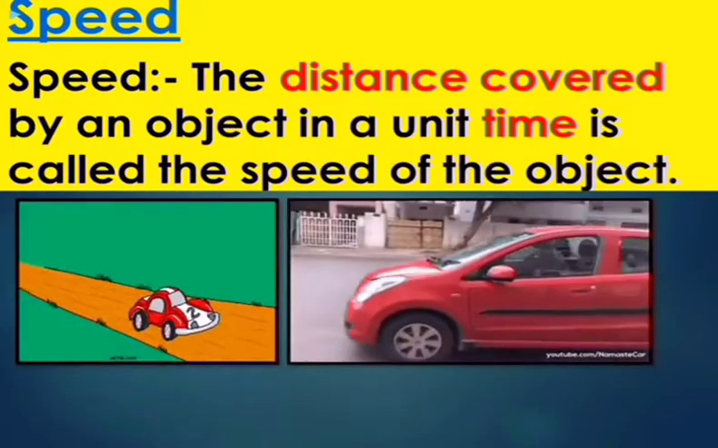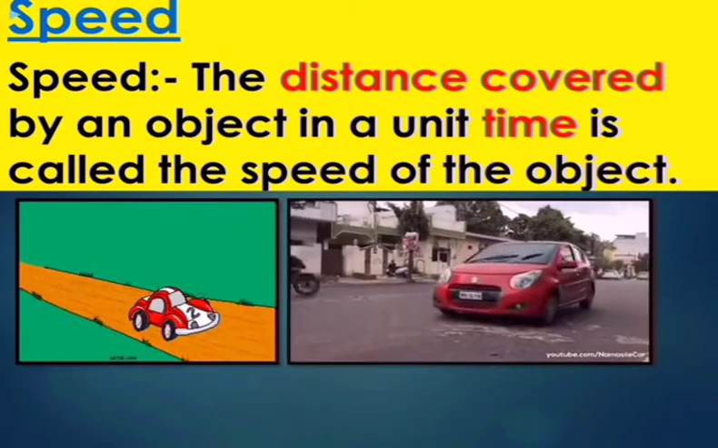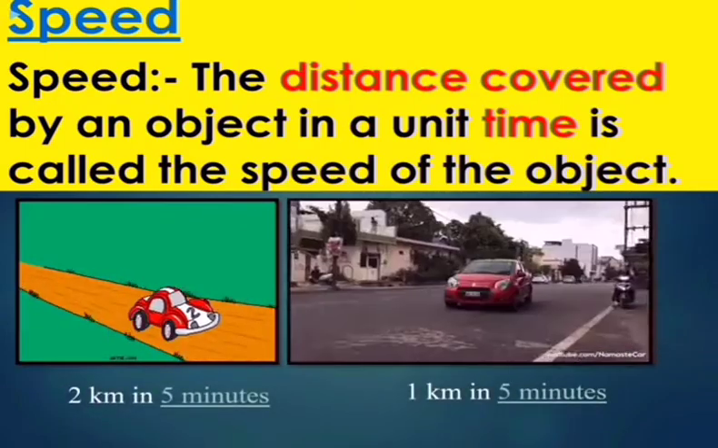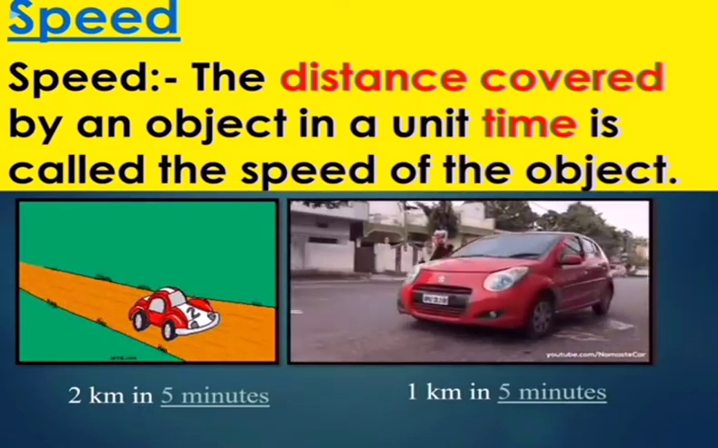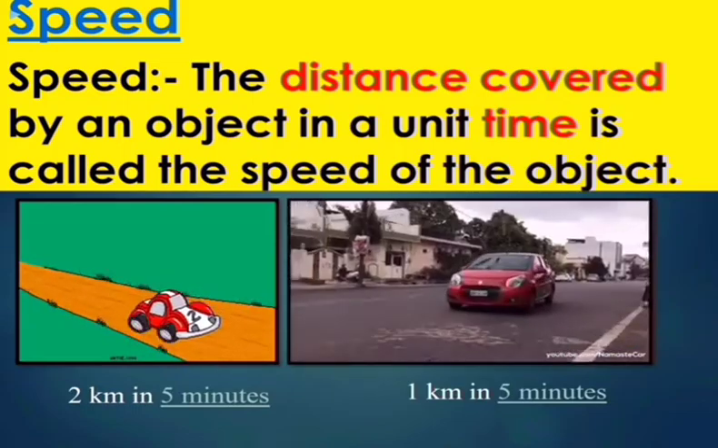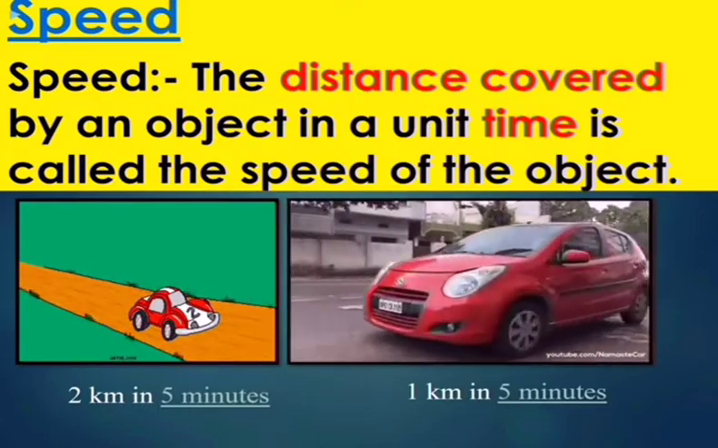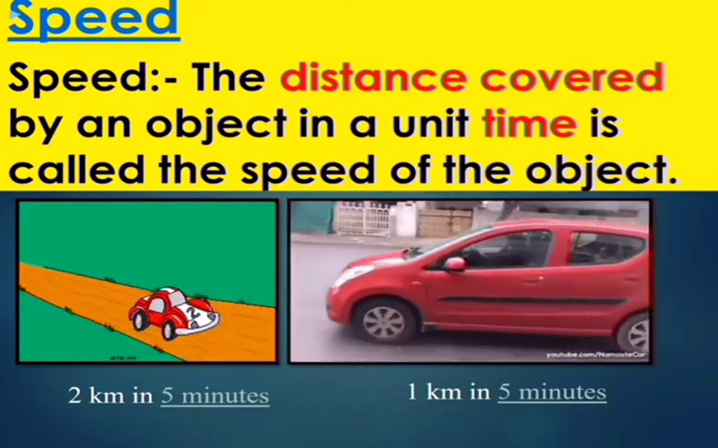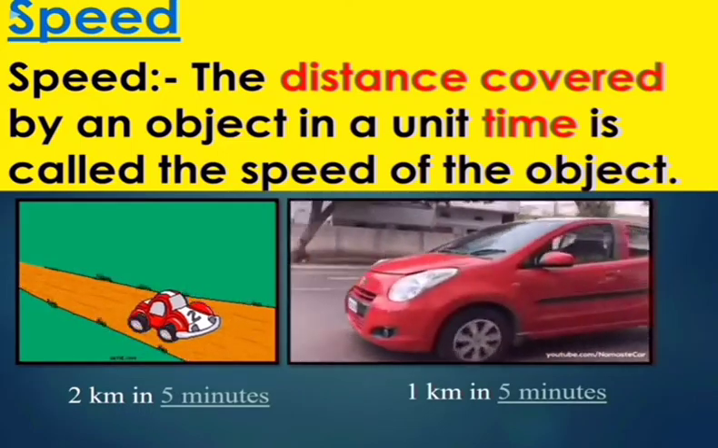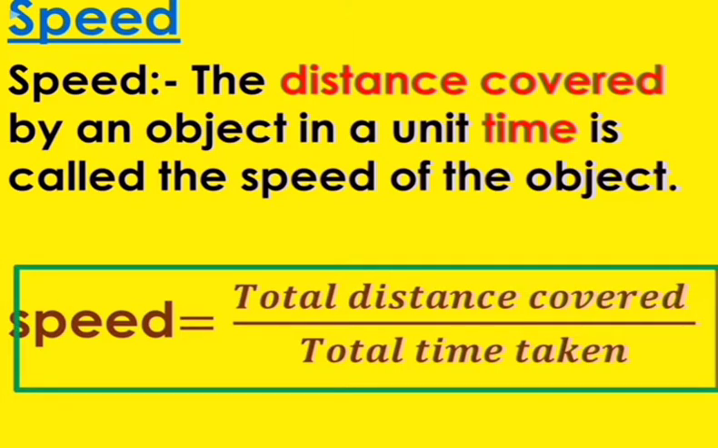Let us take an example. Suppose there is a racing car and a Maruti 800. The racing car covers 2 kilometers in 5 minutes and the Maruti 800 covers 1 kilometer in 5 minutes. So you can see that the time is the same for both, that is, 5 minutes. But the distance covered by the racing car is more than that of the Maruti 800. The racing car has covered more distance than the Maruti 800 in the same time. So we can say that the racing car has more speed. The formula for speed is the total distance covered divided by the total time taken.